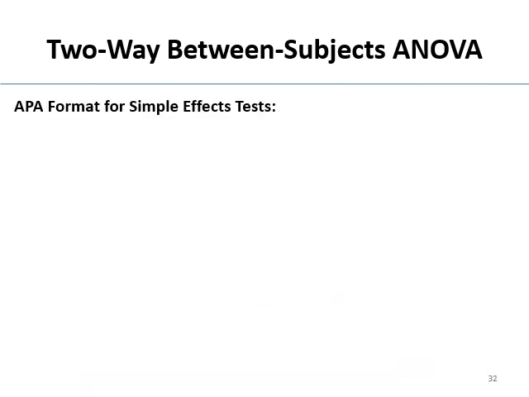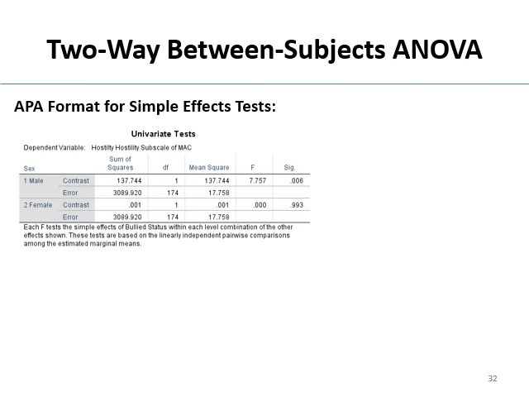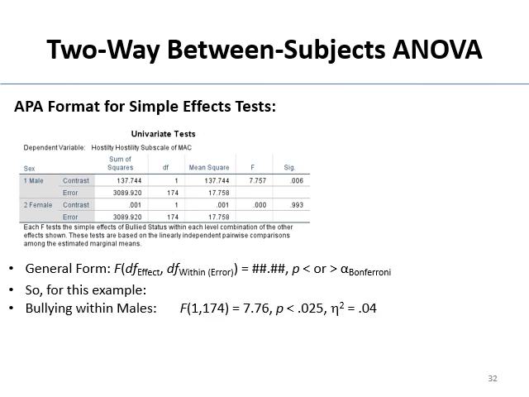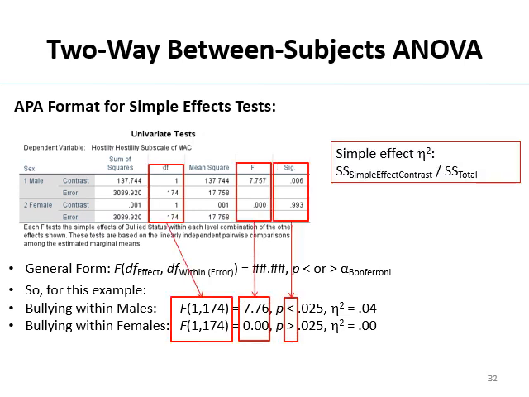So for your simple effects tests, remember they came in this weird sort of table with really bad grammar. So these go in the text, and you write it up with the F, 1 and whatever degrees of freedom, 174. So for this example, for the effect of bullying within males, it's an F of 1, 174 equal to 7.76. P was less than 0.025. That's the corrected bound for any alpha, right? Eta squared 0.04. So that's 137, by the way, divided by the total on the prior page. So I'll show you where everything comes from.